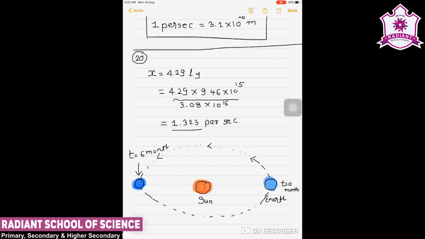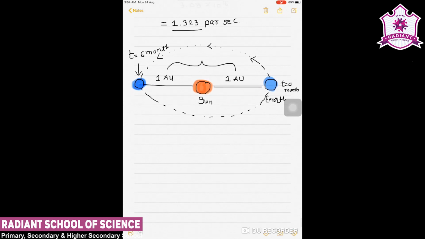so we know this distance as 1 astronomical unit. So in 6th month it will cover another 1 astronomical unit. So as a whole it will be 2 astronomical unit distance that it will cover, and obviously the x that is given as 4.29 light year. So how much angle would be there, that we will get in terms of parsec.